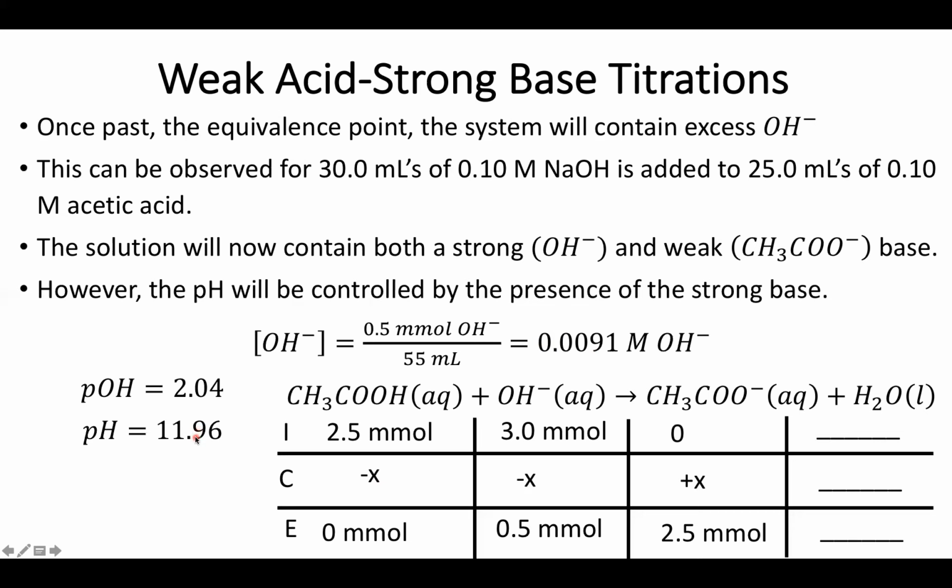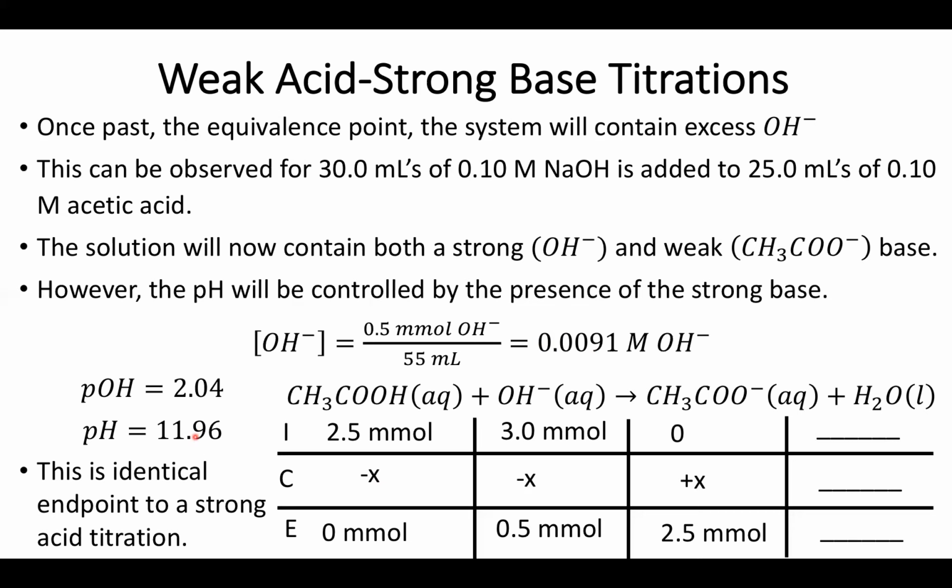And if these numbers seem familiar, it's because these are the exact same values we had for our strong acid titration. It makes sense because in both cases, we had half a millimole of hydroxide remaining in the system, and it doesn't matter what else is present because this dominates the pH. So whether you're in a weak acid or a strong acid system, once you get past the equivalence point, it all looks similar. We had a lot of different moving parts to this titration.